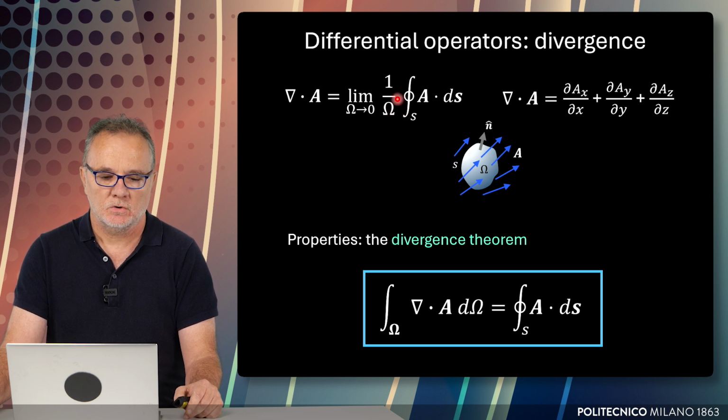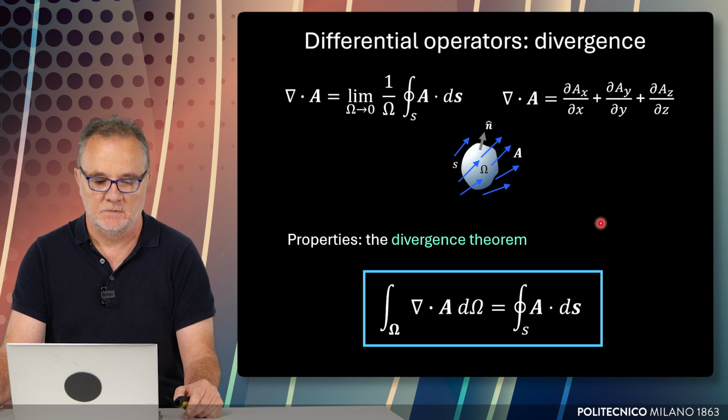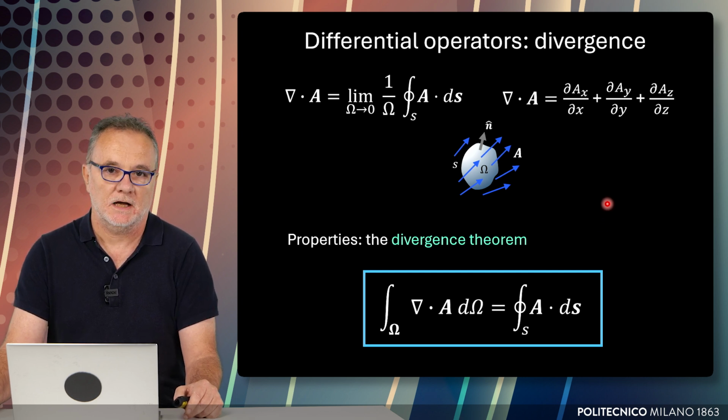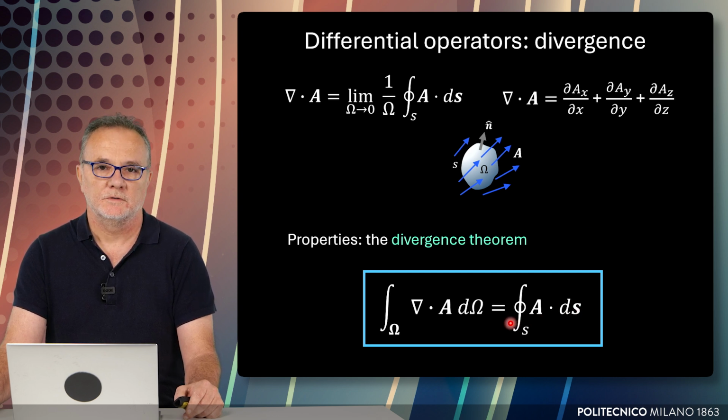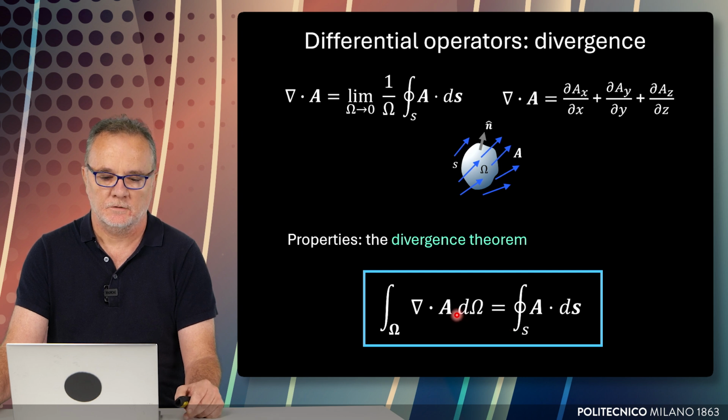So as you see, the divergence is actually a density of flux. Its expression in Cartesian coordinates is the following one, and the various quantities are shown in this picture. Associated to the divergence, there is the important divergence theorem that states that the total flux through a closed surface of a vector field equals the volume integral of the divergence of A, the same vector field, in the volume whose boundary is the closed surface.